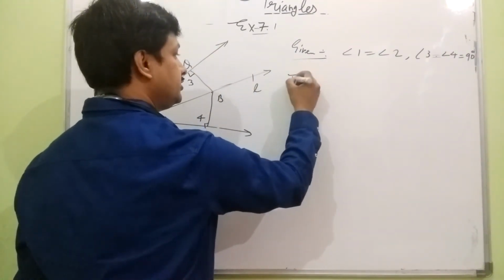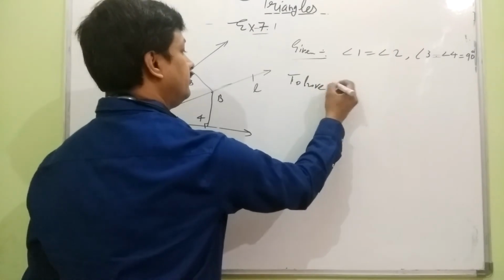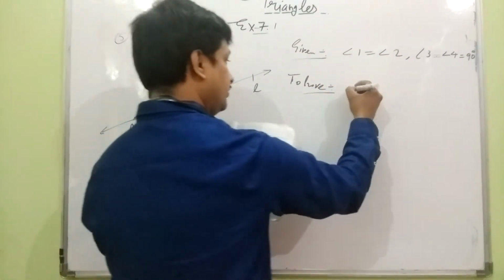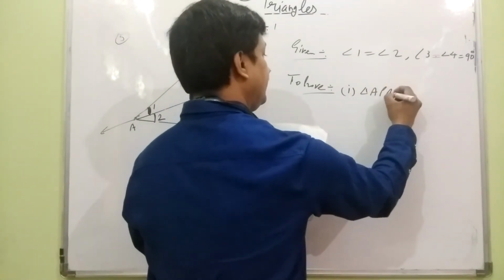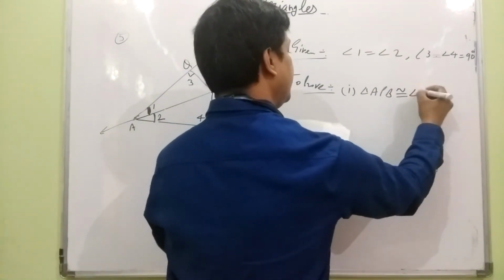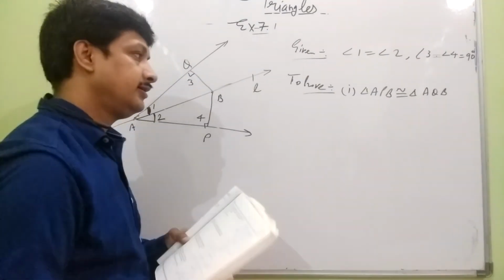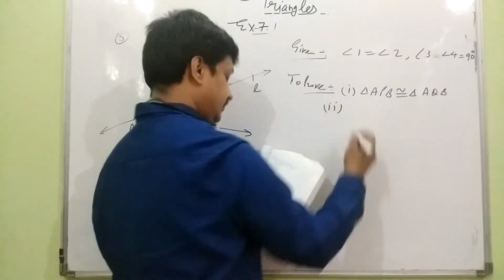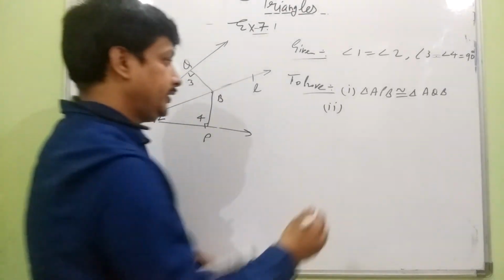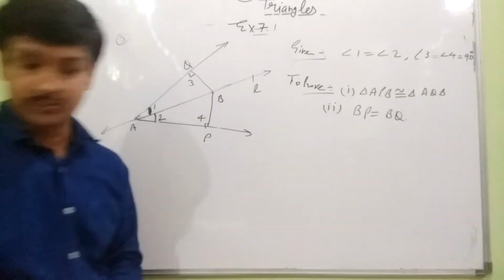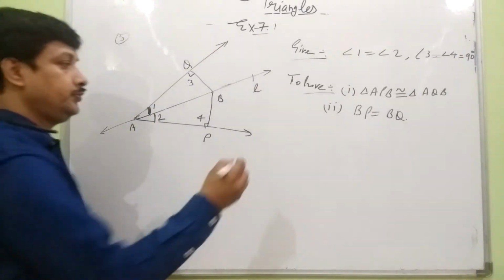So what is to prove? What do we have to prove? We have to prove two things. First thing is triangle APB is congruent to triangle AQB. And the second thing is BP equal to BQ. These two things we have to prove.